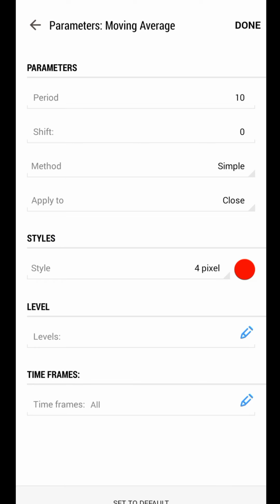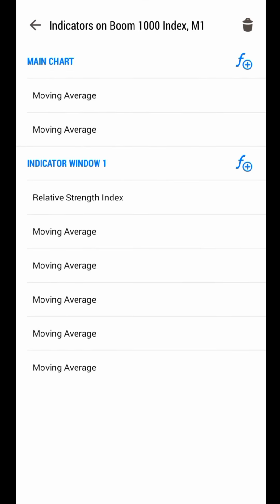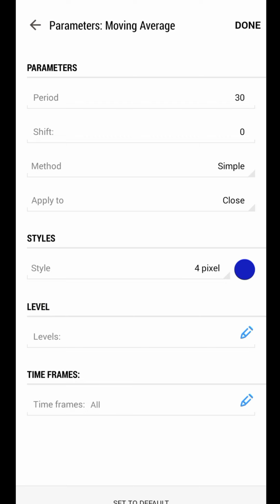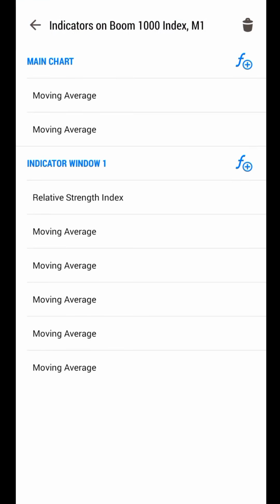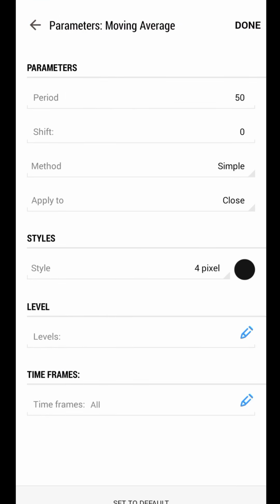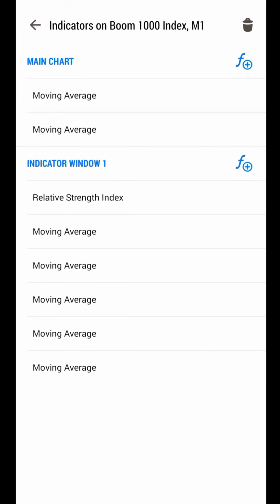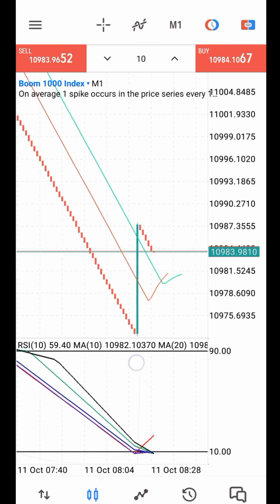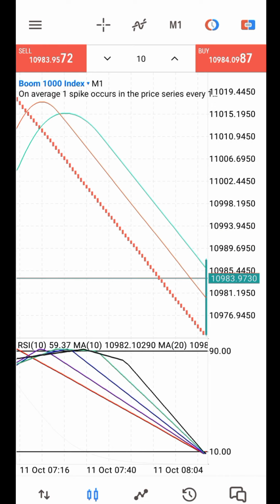The second moving average under the indicator window is period 20. Use a different color, that's the only thing you should change. The third one is period 30, same parameters, just use a different color. The fourth one is 40, use a separate color. The last one is 50, use a separate color. After you have input all those indicators, each moving average tells us what has been happening in the market.